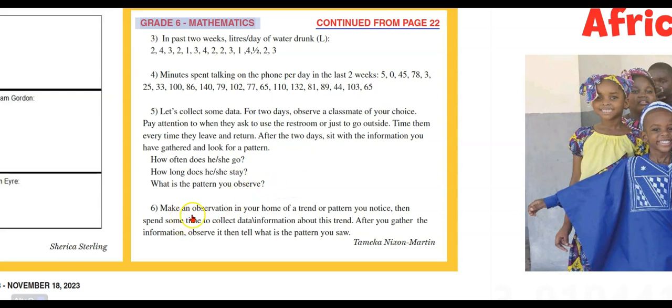How long does he or she stay? What is the pattern you observe? Finally, make an observation in your home of a trend or pattern you notice. Then spend time to collect data or information about this trend. After you gather the information, observe it, then tell what it is in the pattern you saw.